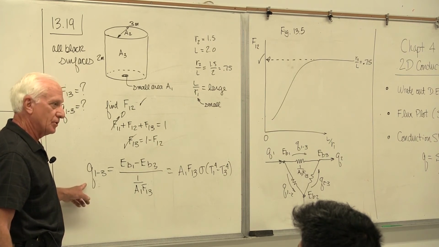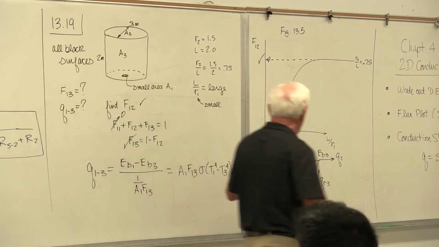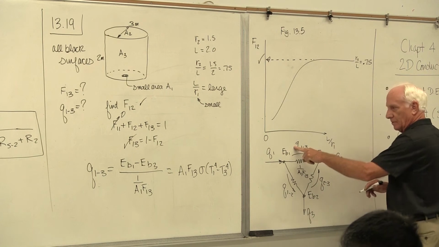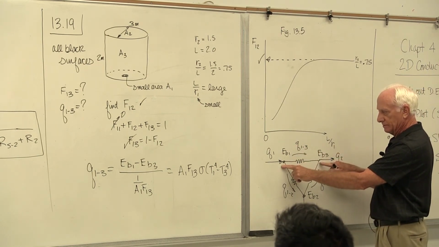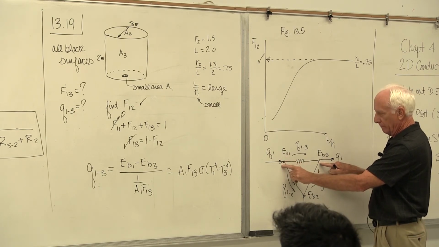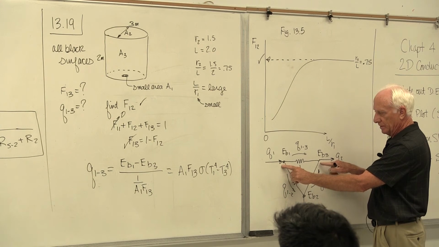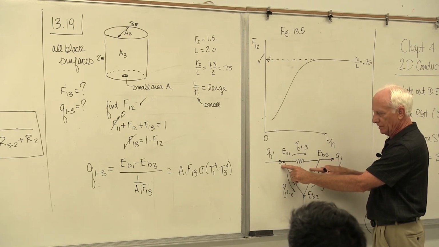What am I supposed to find? Q13. In this picture, where is it? Right here. What 2 things do I know? EB1, EB3, and that resistance. So, Q13 is EB1, the big number, minus EB3, the smaller number, divided by the resistance, 1 over A1 F13.